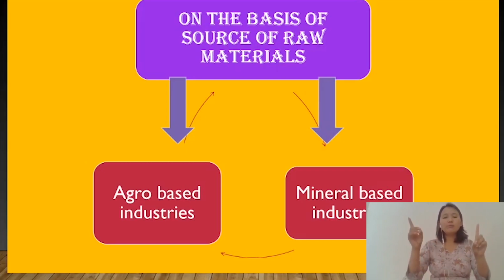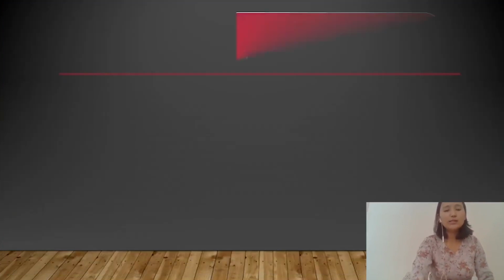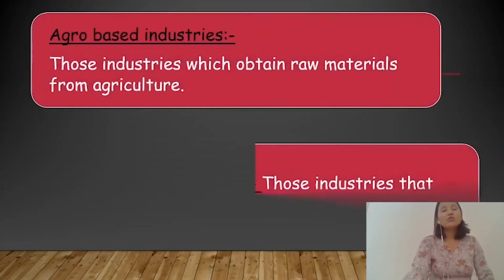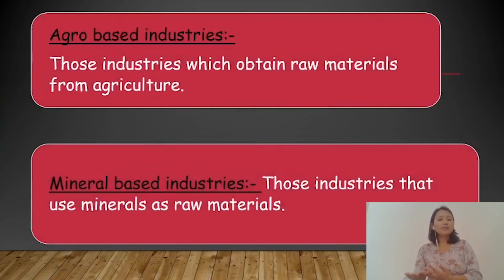Agro-based industry and mineral-based industry. So agro-based industries are those industries which obtain raw material from the agriculture.